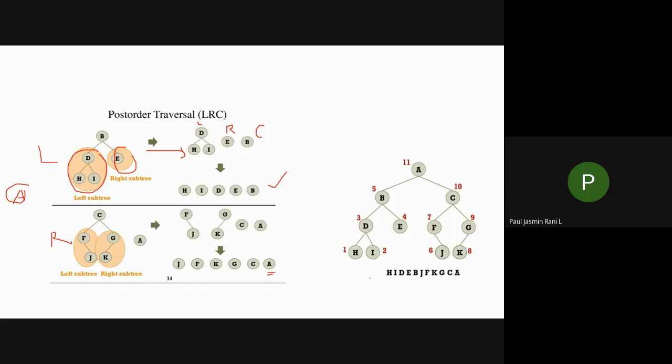So these are the numbers they have marked. How they are printed: first they have printed H, second is I, third is D, fourth is E, fifth is B, and the sixth one is J over here. Next you have to print the seventh. After printing that, again you have to move on to your leaf node, that is K. Next you have to print G. Next you have to print C. Next you have to print your A. Okay, any doubt in this, ma'am?